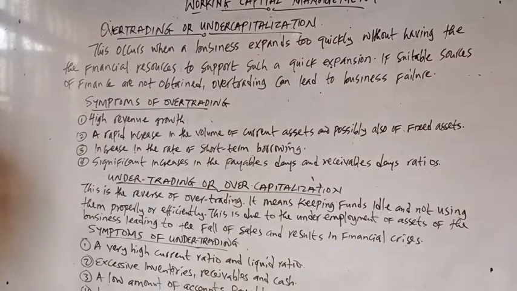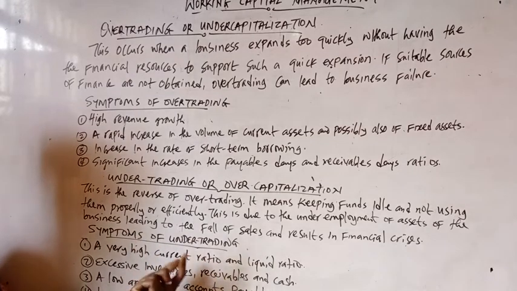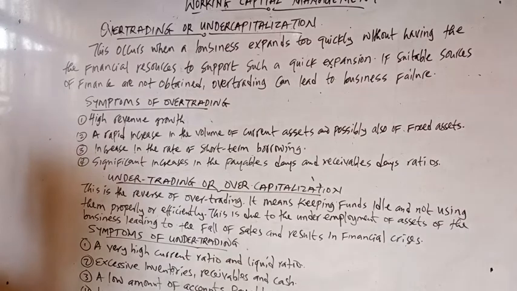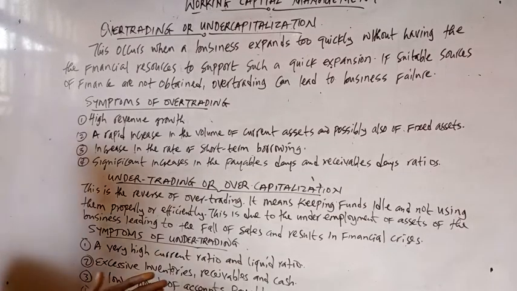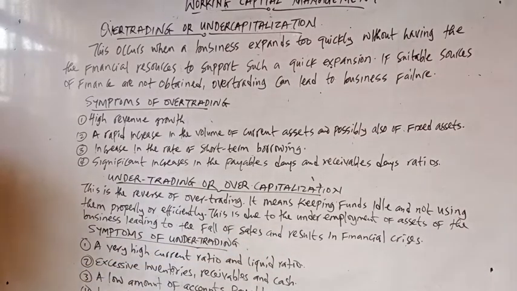So when you calculate the ratio, if it is very high, you have more current assets than current liabilities. Definitely the ratio is going to be very high. So it means you are highly liquid. So it means you are undertrading. You are not using the funds efficiently.